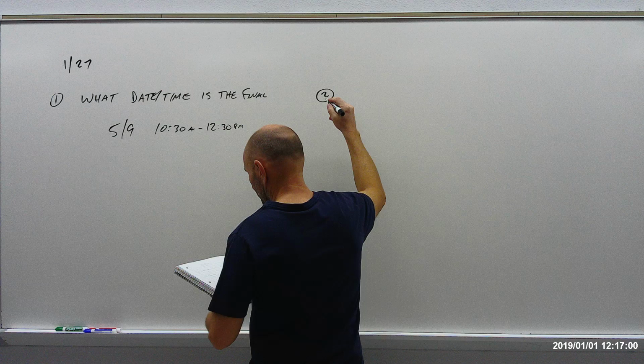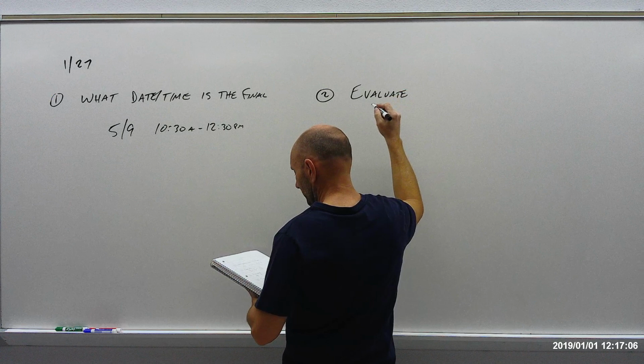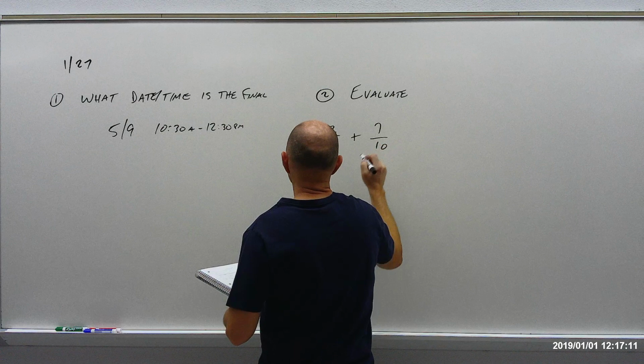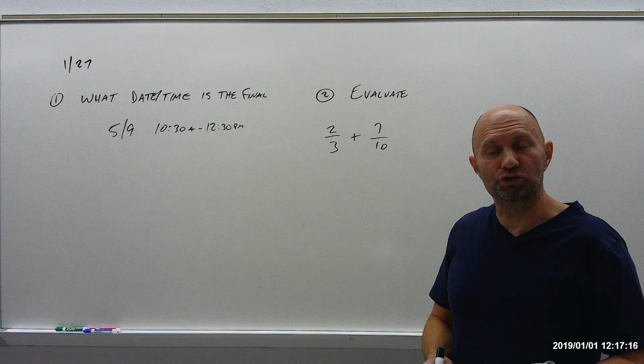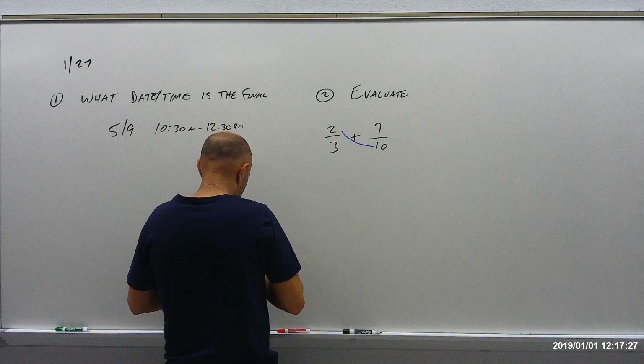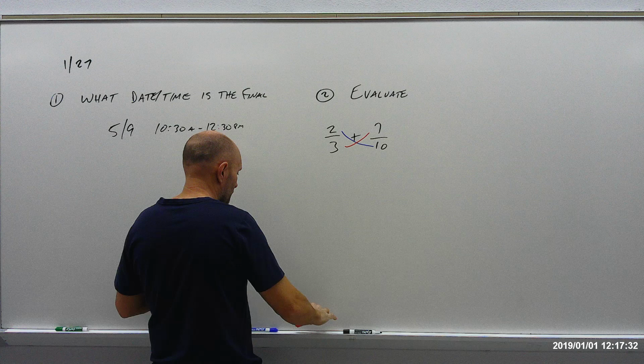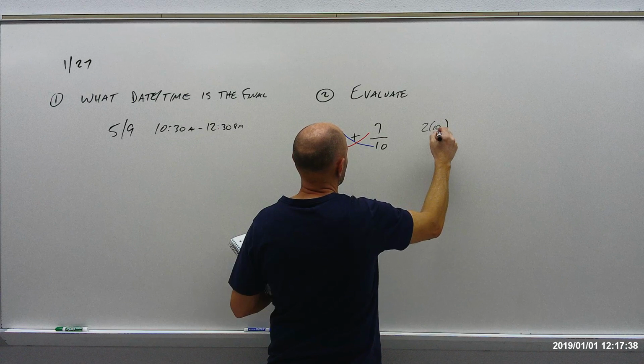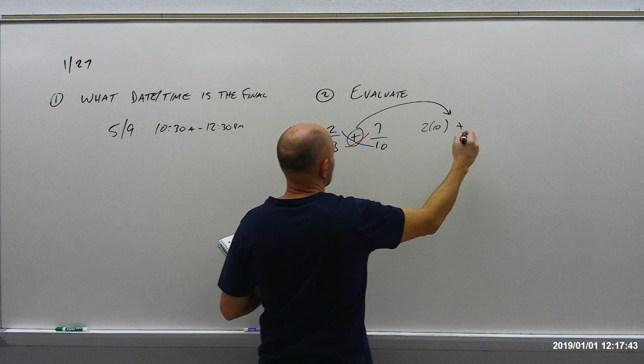The first one, we want to evaluate 2/3 plus 7/10. With our fraction shortcut method, if we're adding or subtracting, it's almost like cross multiplication. We multiply these two, then these two. First we do the blue, then the red, always. So we have 2 times 10, and then whatever this sign is goes in the middle, plus, and then 3 times 7.